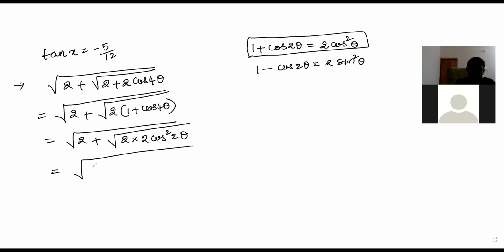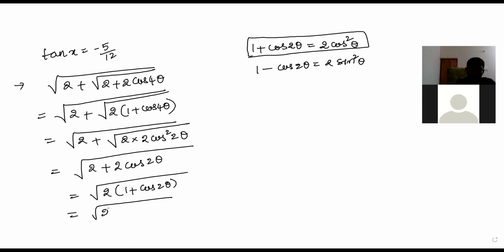Under root 2 plus, this 2 square when it comes out of the root, 2 cos 2 theta. When it comes out, then again apply the same law. If you take 2 on 1 plus cos 2 theta, which is under root of 2 into 2 cos square theta, which is going to be 2 cos theta is the answer.